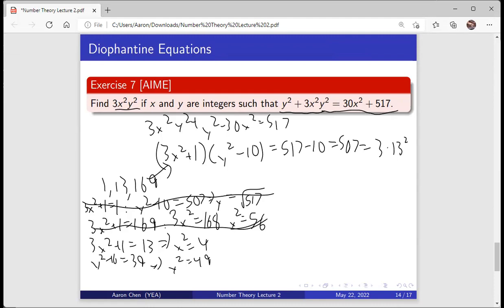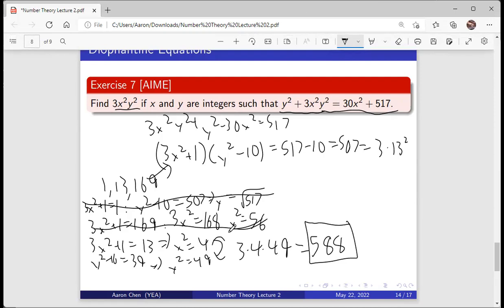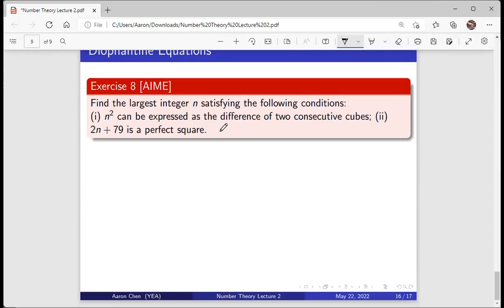But we want 3x squared y squared. So instead of directly solving for x and y, we can just use what we already have here and get that 3 times 4 times 49, which is 588. So that is the answer to this question. And now we can move on to the next and final question.